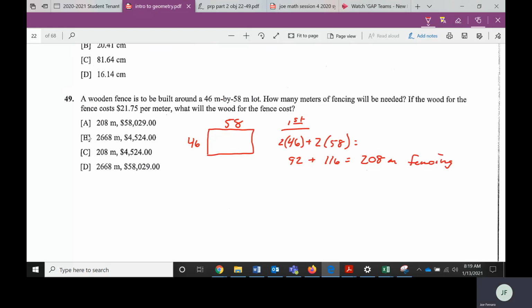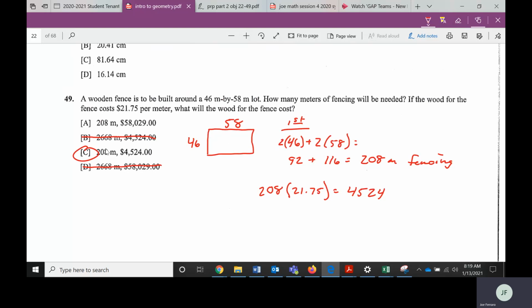Okay, so if we're pretty sure we did that right, these two can be crossed out. Now the next thing is it costs $21.75 per meter. So for every meter we have, we got to pay $21.75. So we have 208 meters. For every one of those, it's $21.75. So we're going to multiply. And when we multiply that, we get 4,524. And so our answer is C.